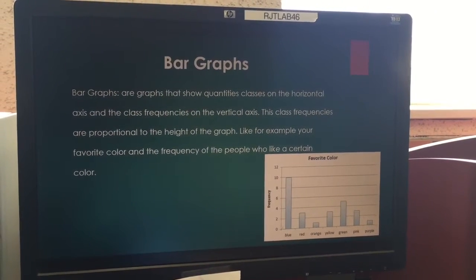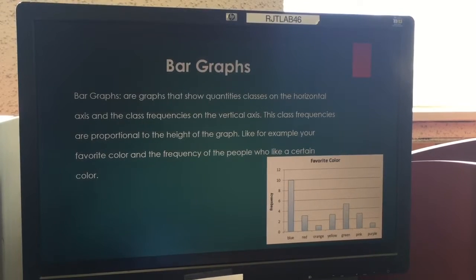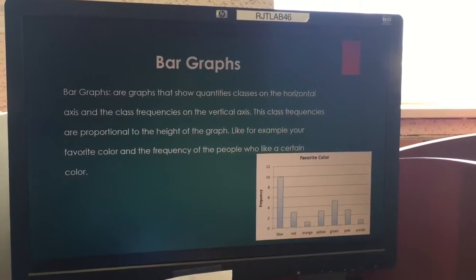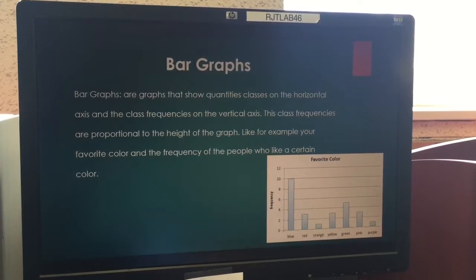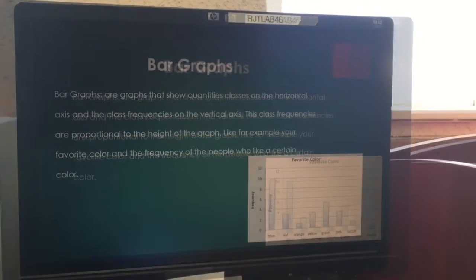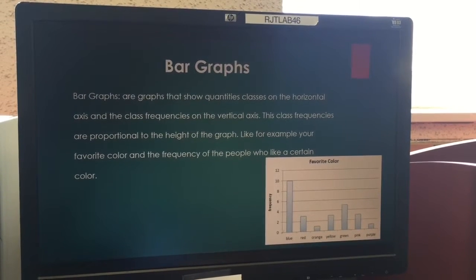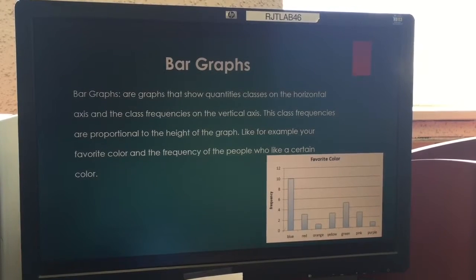So bar graphs are graphs that show quantities classes on a horizontal axis and class frequencies on a vertical axis. These class frequencies are proportional to the height of the graph, like for example, what your favorite color is and the frequency of the people that like that color. So for instance, 10 people like the color blue, 3 people like the color red, 1 person likes the color orange, 3 people like yellow, 5 people like green, 3 people like pink, and 1 person likes purple.